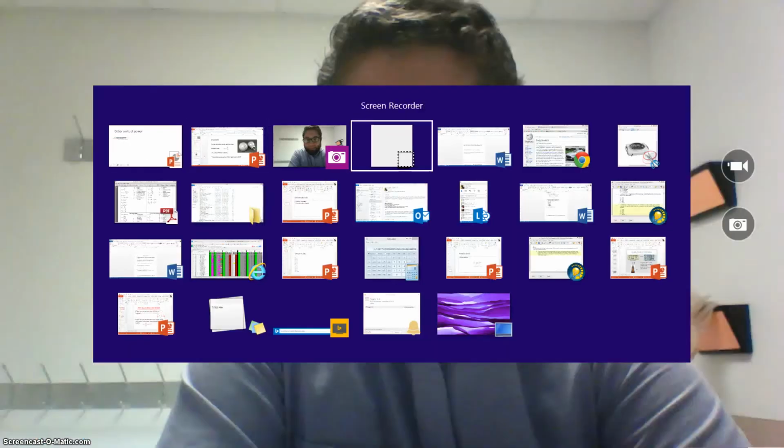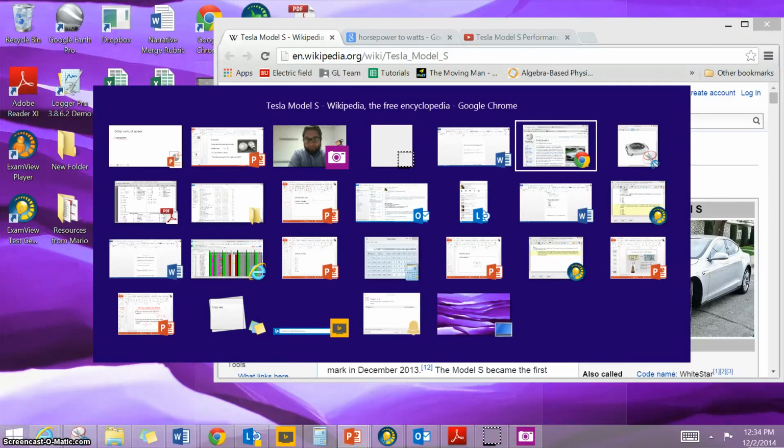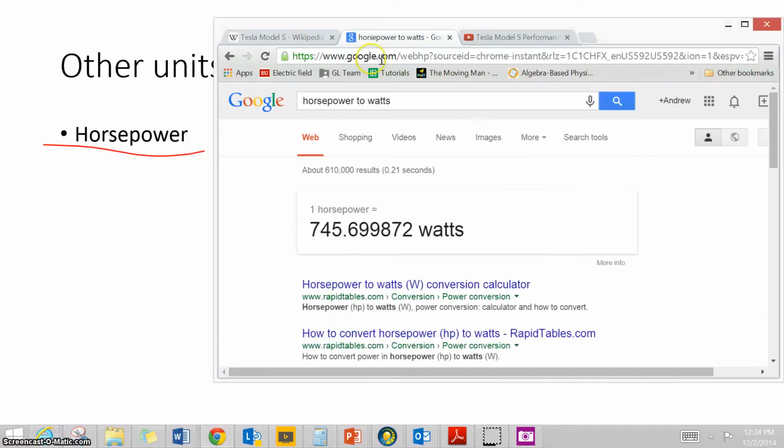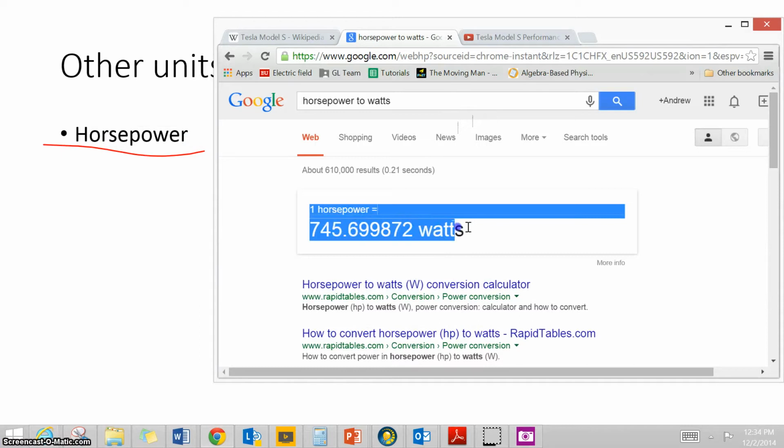Other units of power. You may have heard of horsepower. I did some Googling. 1 horsepower is 745.69 watts. It's been said that the horsepower is the amount of power that a horse possesses. So if you're wondering how much power a horse has, a horse has 745.69 watts of power.